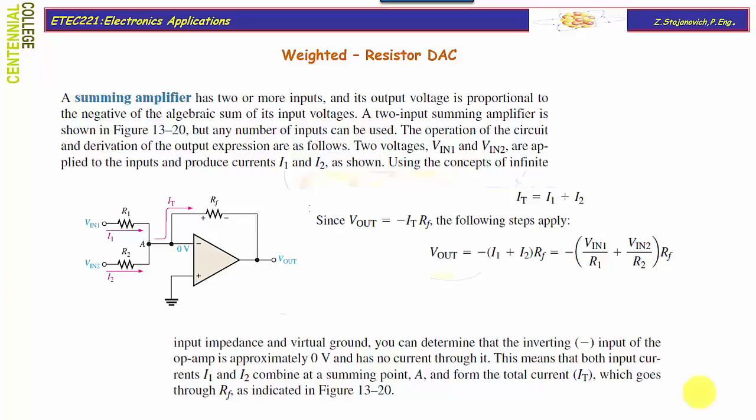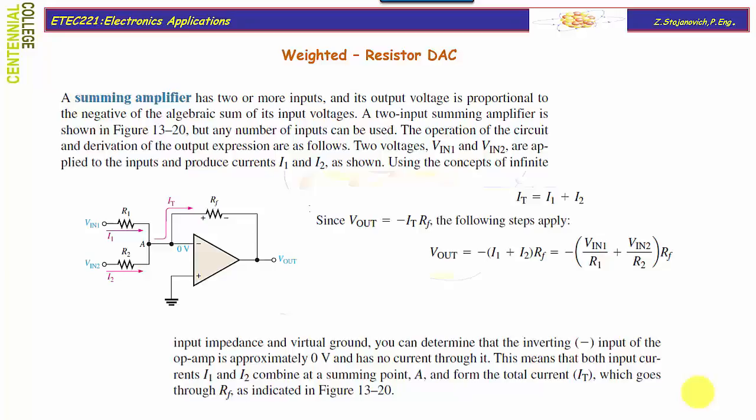A summing amplifier has two or more inputs, and its output voltage is proportional to the negative of the algebraic sum of its input voltages. A two-input summing amplifier is shown in the figure below, but any number of inputs can be used. The operation of the circuit and derivation of the output expressions are as follows. Two input voltages VIN1 and VIN2 are applied to the inputs and produce currents I1 and I2 as shown.